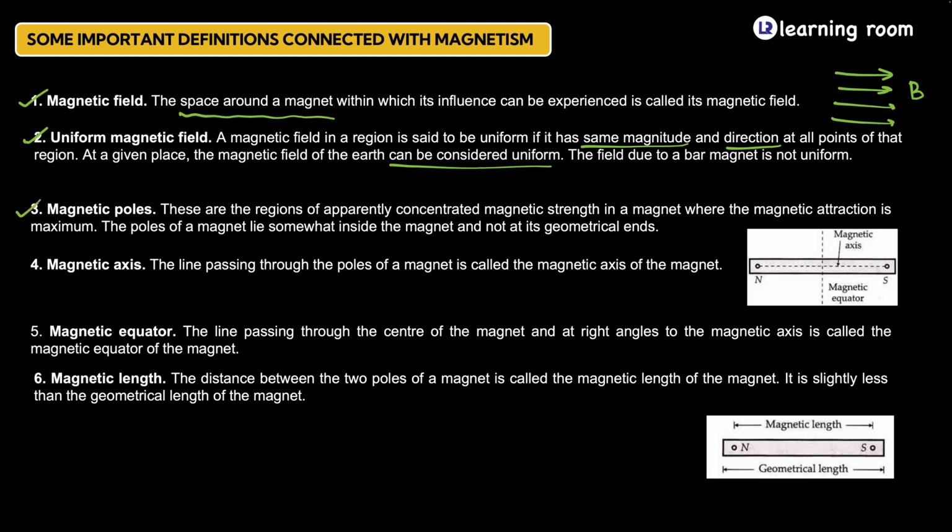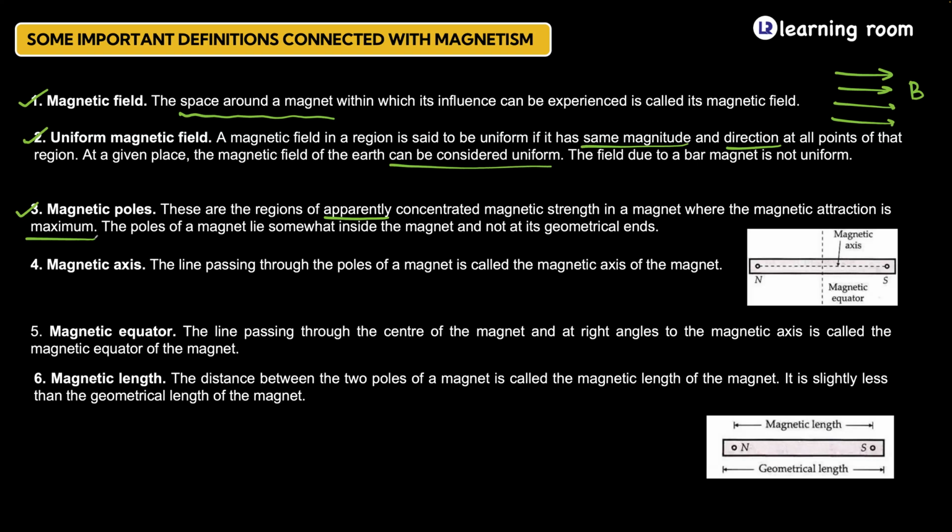The third point that you need to know is what is a magnetic pole. Magnetic poles, obviously, you know. These are the regions of apparently concentrated magnetic strength. What do we mean by that? These are the regions or places in a magnet where the strength is considered to be relatively high, where the magnetic attraction is going to be maximum.